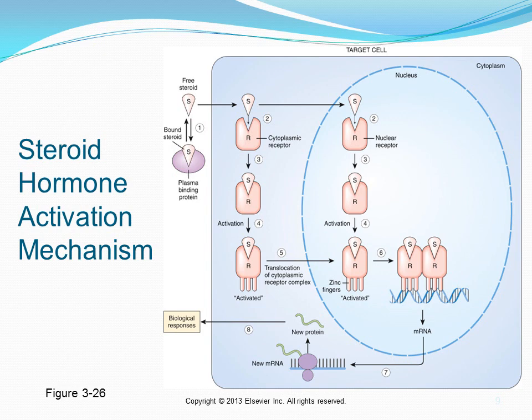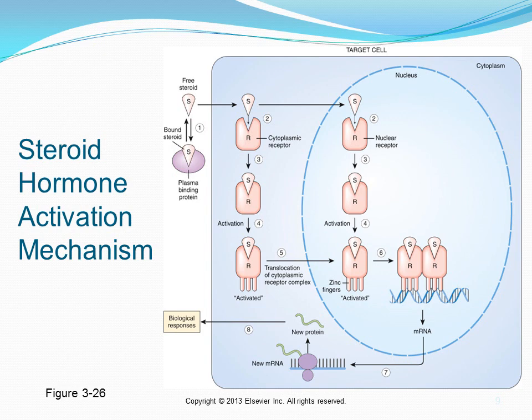Okay, so I'm at step 4 now. You've got your steroid hormone bound to the receptor, and the receptor is activated. And what happens is it forms these things called zinc fingers, and the zinc fingers help to align the receptors on the DNA and cause transcription of messenger RNA.